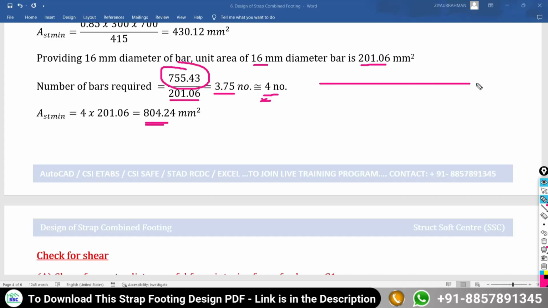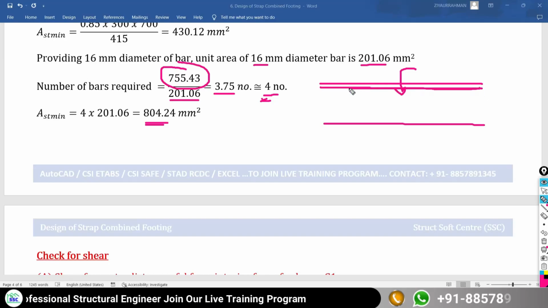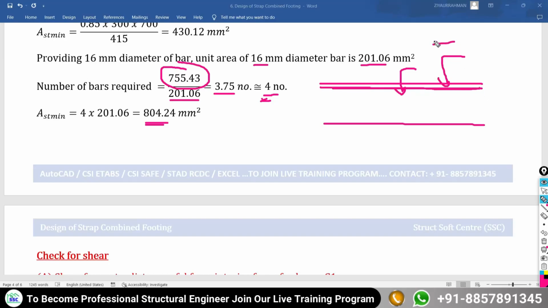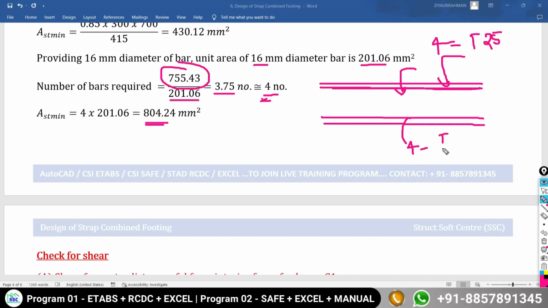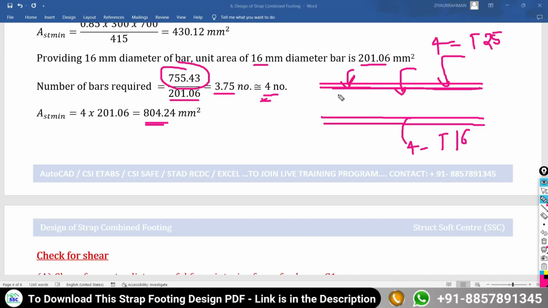So finally we have designed our beam. At the top face we need to provide the longitudinal, or tensile, or flexural reinforcement. We are going to provide at the top face 4 bars of 25 mm diameter, and at the bottom face 4 bars of 16 mm diameter. So that is the design for flexure for this beam, which connects these two foundations, and this beam we call a strap beam.